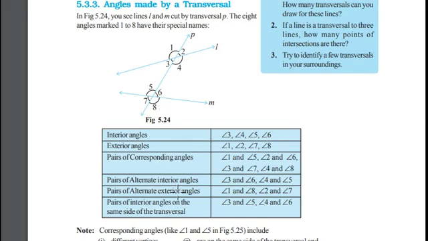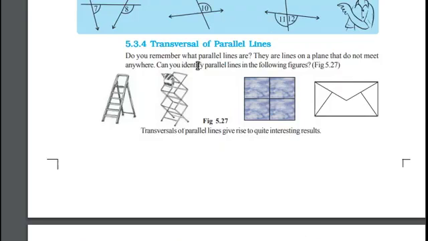Pairs of alternate interior angles. 3 and 6, and 5 and 4 are examples of alternate interior angles. Similarly, pairs of alternate exterior angles: measure of angle 1 and measure of angle 8, and similarly measure of angle 2 and measure of angle 7. Pairs of interior angles on the same side of the transversal: 3 and 5 are on the same side. 4 and 6 are also on the same side of the transversal, and they are interior angles.